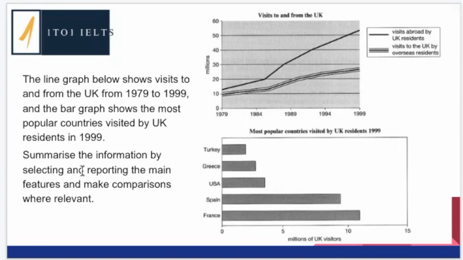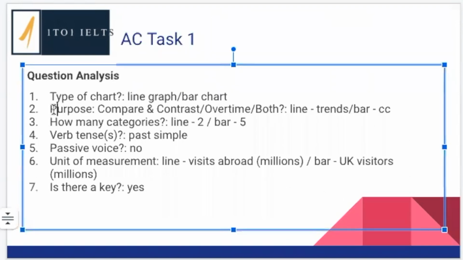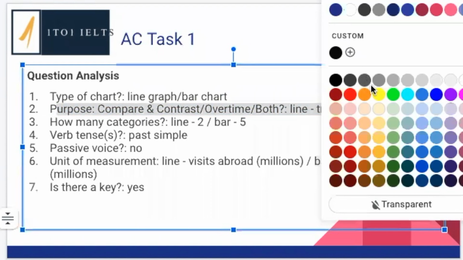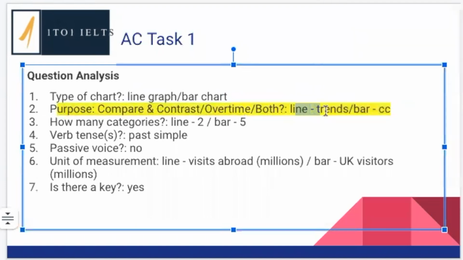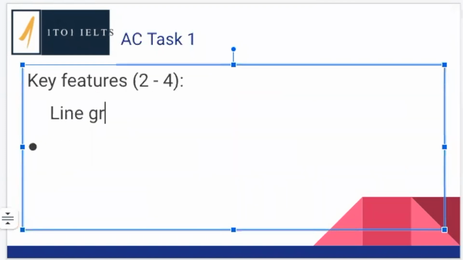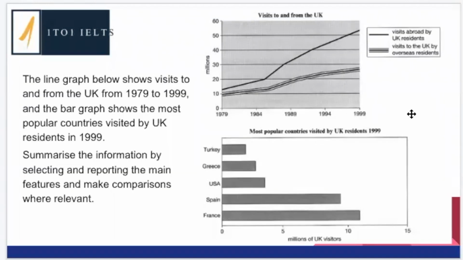Oh, I've got 2 graphs, there's so many key features. Now, especially these 2 graphs are incredibly simple. We're going to break them down like you do normally by this part here. It's all about the purpose. Your key feature is going to come about because of the purpose of the chart. So we said line graph has trends, bar graph is compare and contrast. Let's look at line graph and trends. What will we say here for our trends? Things we have here, we've got visits abroad by UK residents and visits to the UK by overseas residents.